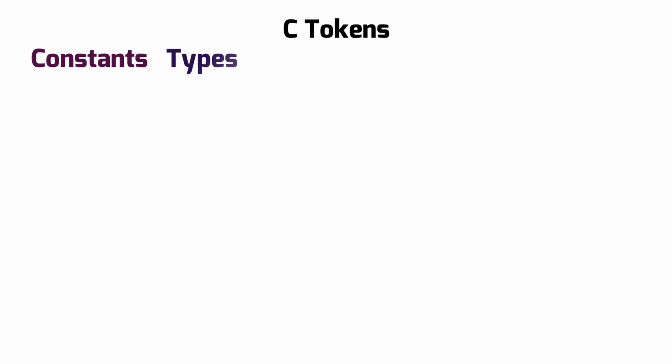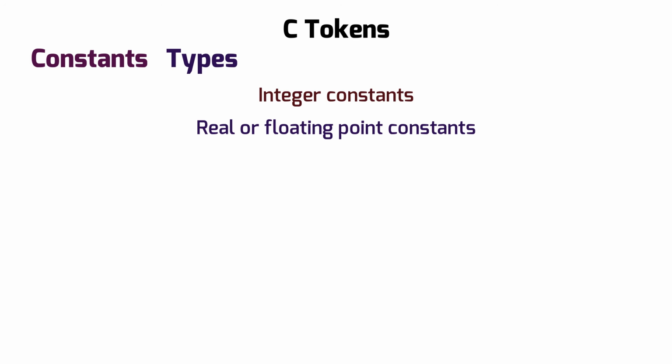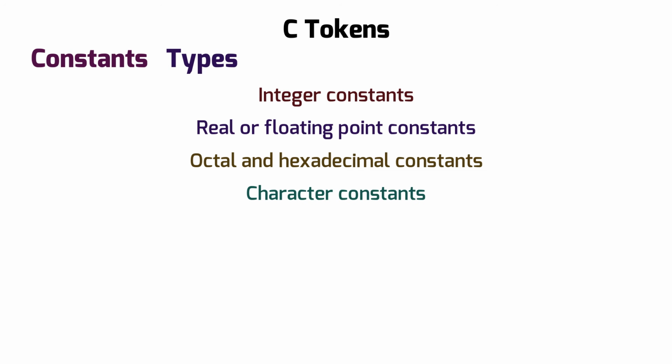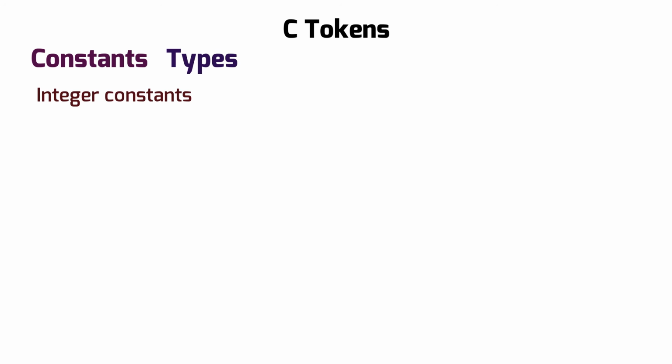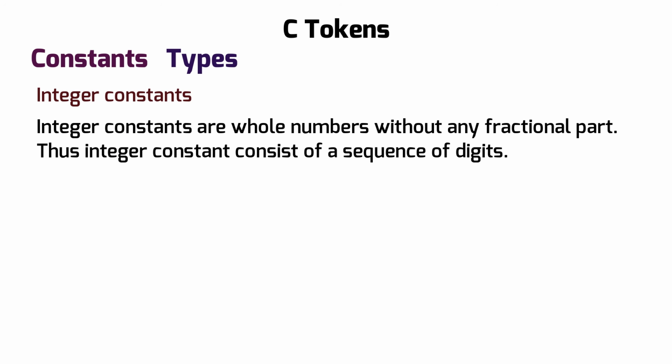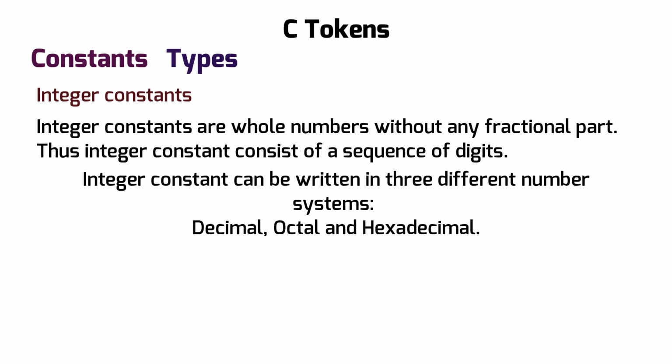Now the types of constants are as follows: integer constants, real or floating point constants, octal and hexadecimal constants, then character constants and string constants. Now we'll understand each of these. First one, integer constants are whole numbers without any fractional part. An integer constant consists of a sequence of digits, and it can be written in three different number systems: decimal, octal and hexadecimal.